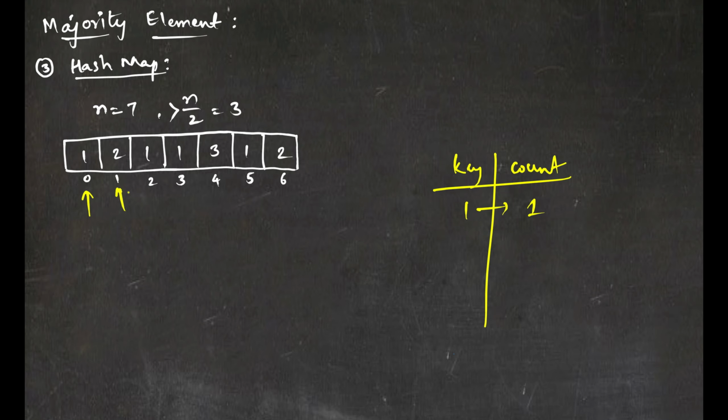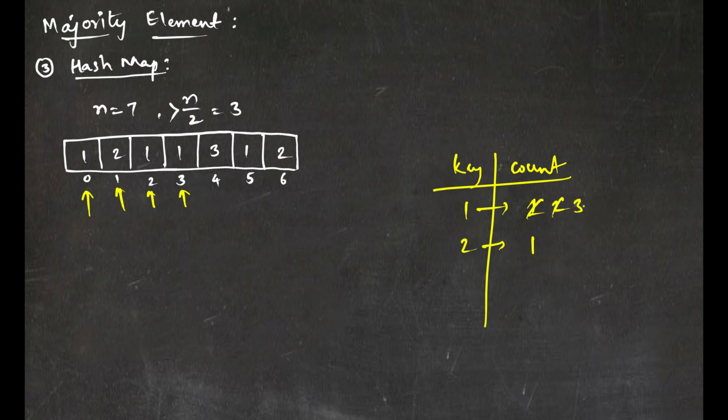Next I got 2. So this also doesn't exist in my map. I'll just insert it with a count of 1. Then I got 1, which is already present in this map. So I'll just increment the count. Then I got one more 1. So I'll increment the count again to 3.